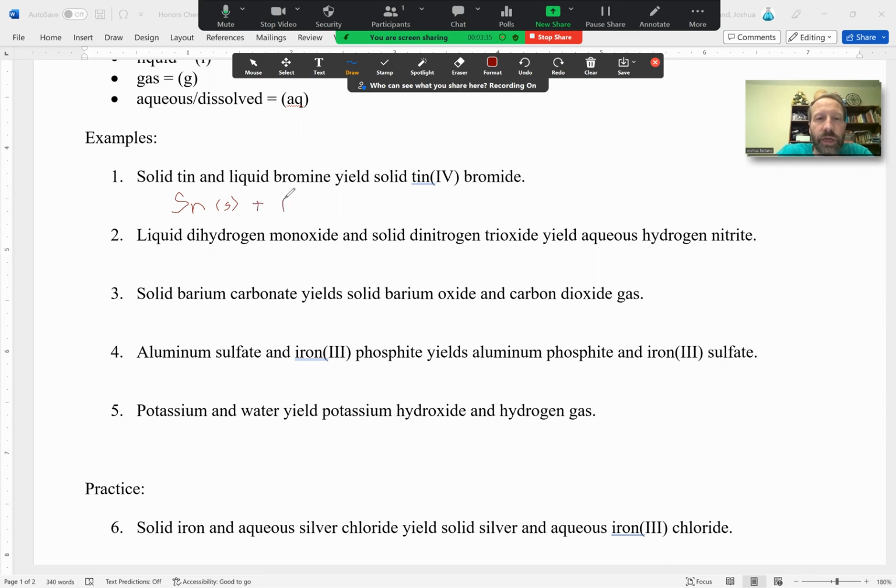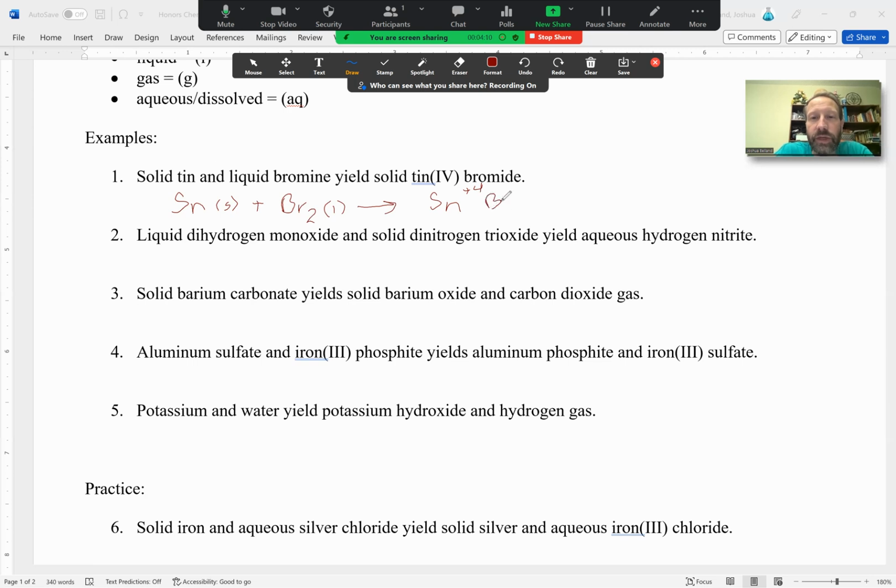Liquid bromine, so I have bromine, Br, and again, go up to that list at the top, and you will see, yes, bromine is in that list, so it gets the little 2 when it's by itself, and right now, it's by itself. It's not in a compound. And we were told it's liquid, so there we go. Okay, yield is an arrow, and now I have solid tin(IV) bromide, okay? Well, tin is Sn. Now, what's the IV for? It tells us, not the amount of tins, it tells us the charge of the tin.